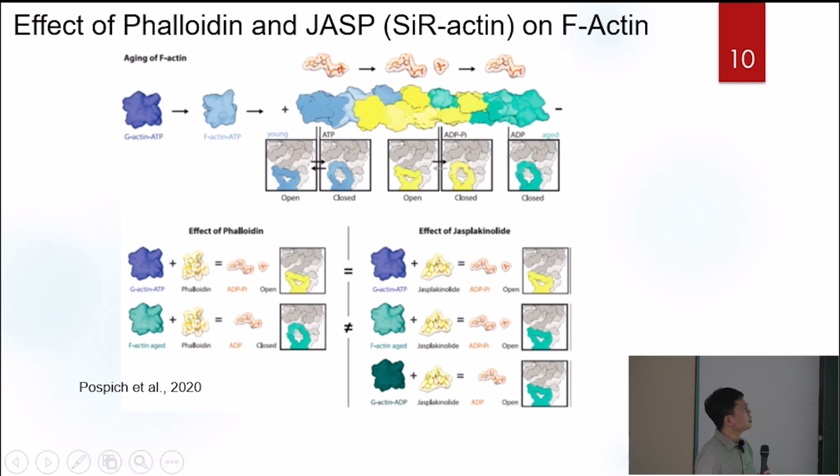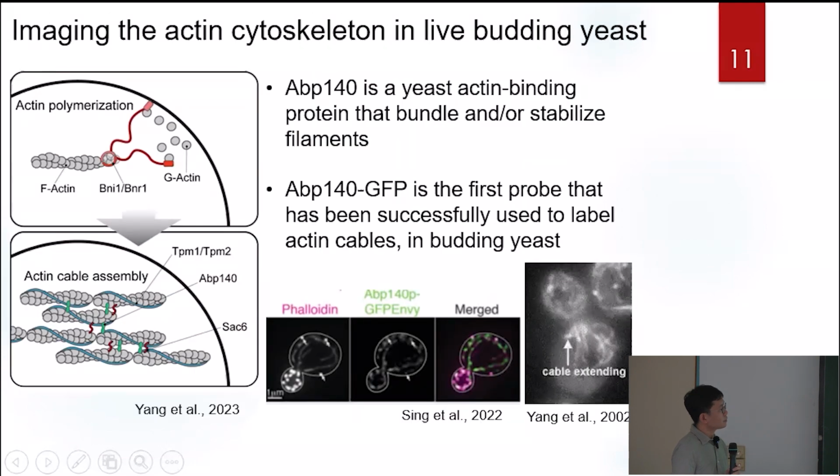But the phalloidin and the SiR-actin will stop this process. They'll keep that always in the open form, so the F filament will stabilize. That's why when you use these two stains, you can see very beautiful actin structure, but it affects dynamics a lot. Okay, so far it's okay?